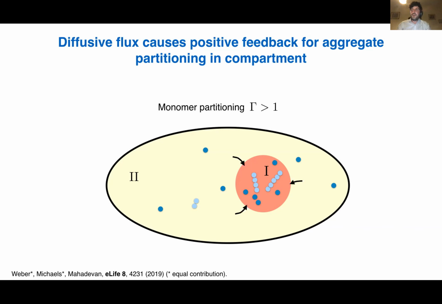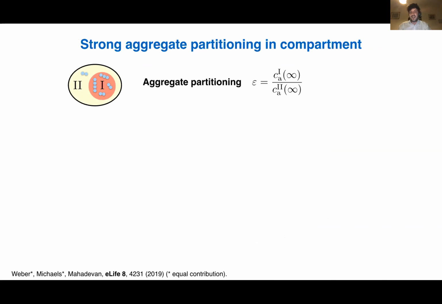And so monomers are going to flow from the outside into the inside to reestablish equilibrium. And that will speed up the aggregation reaction even further inside and draw more material from the outside, until eventually you are going to form most aggregates inside the condensate. And so to quantify this aspect, we have calculated the aggregate partition.